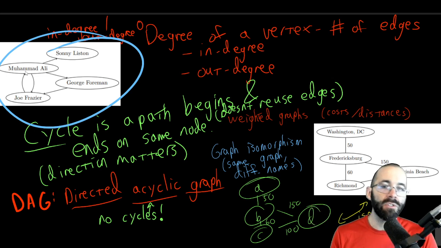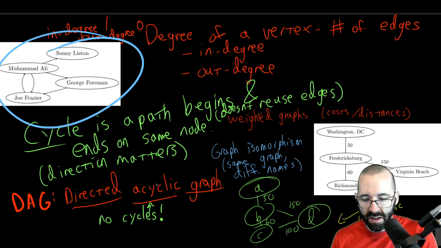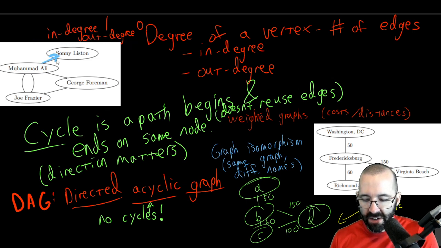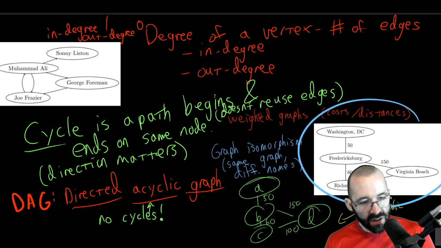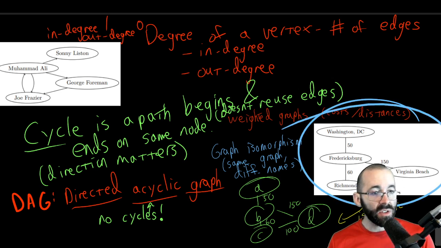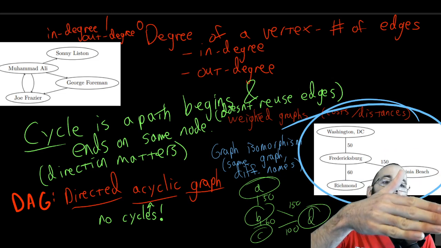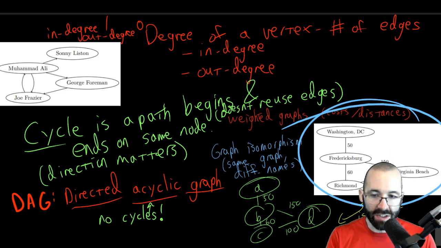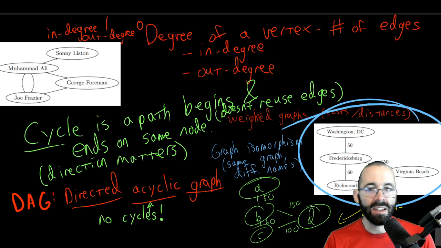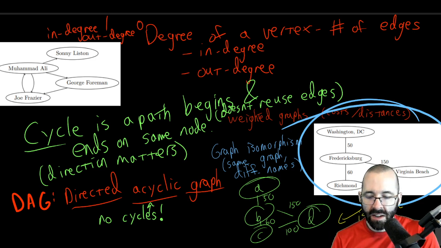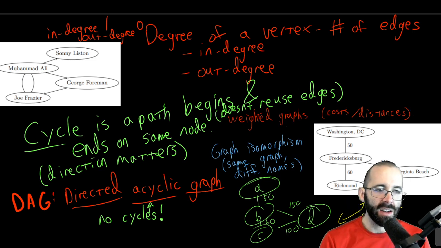The relation for this digraph would not be symmetric, because Muhammad Ali is related to Sonny Liston, but Sonny Liston is not related to Muhammad Ali. Whereas over here, this relation would be symmetric. You can go from Washington, D.C. to Fredericksburg, and you can go from Fredericksburg to Washington, D.C. So symmetry can be seen in graphs, and in general, digraphs are usually not going to be symmetric.